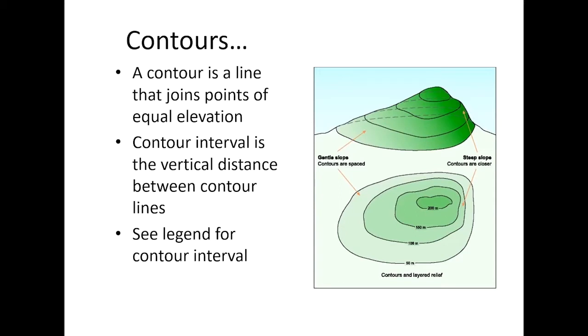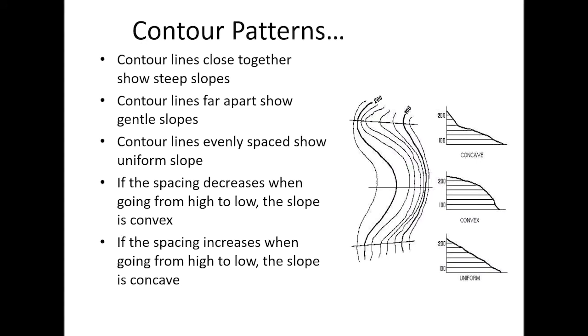So this diagram here shows the contours as they would appear on the map in the bottom half of that diagram, and its physical representation of the topography in the top half of that diagram. It's a hill. Contour patterns show the shape of the landscape.